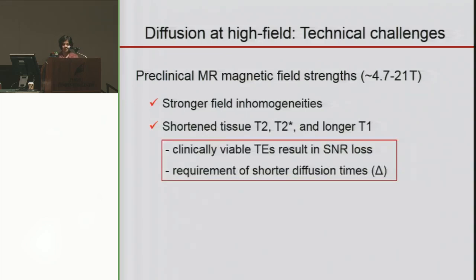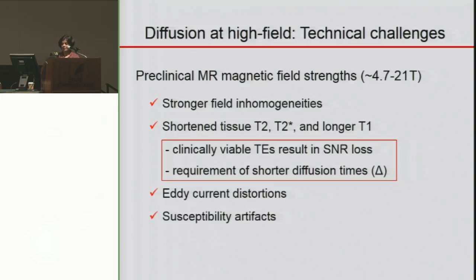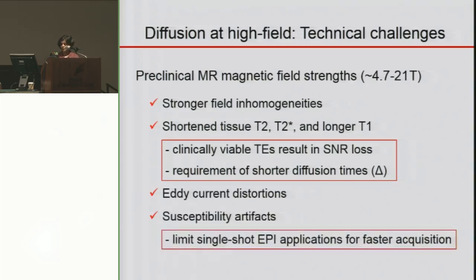And what this means for us is that clinically feasible echo times cannot generally be used because they result in signal loss. And for diffusion, this means that we also need to use shorter diffusion times. And then, of course, we get more eddy current distortions and more severe susceptibility artifacts. So all of these also limit the application of single-shot EPI that we heard about this morning, which could have allowed faster acquisitions.